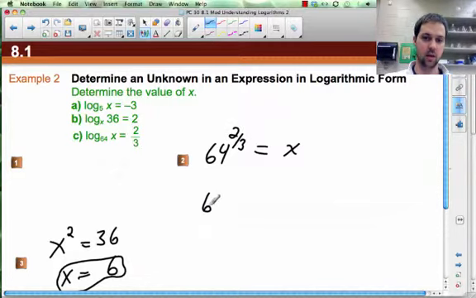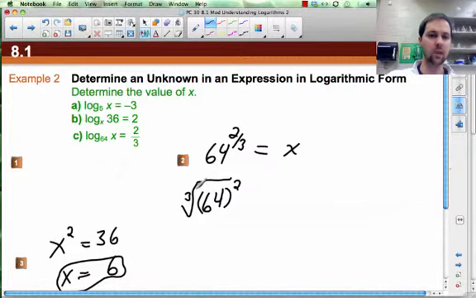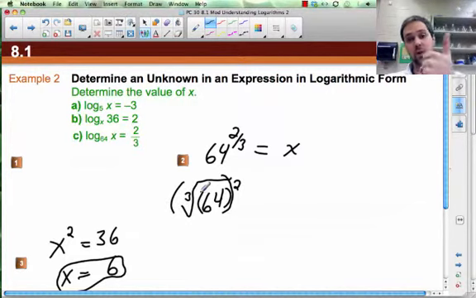64 squared. That is what will go under this right here. 64 squared, and we are going to take the cubed root of that thing. Now, really, it doesn't matter what order we do this in. So I'm going to take the cubed root first, because I can't do 64 squared in my head, but the cubed root of 64 I can do, because I know that 4 times 4 is 16, multiply it by 4 again, and that will give you 64.